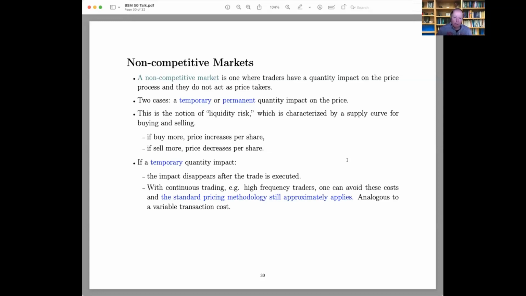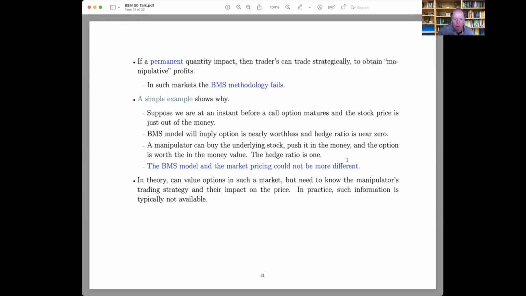And then again, with continuous trading, for example high frequency traders, one can show you can actually avoid these costs with the standard pricing methodology. So the standard pricing methodology will still approximately apply. Risk neutral valuation works. And as I mentioned earlier, it's analogous to a variable transactions cost. The problematic one is if there's a permanent quantity impact on the price. And what do I mean by that?